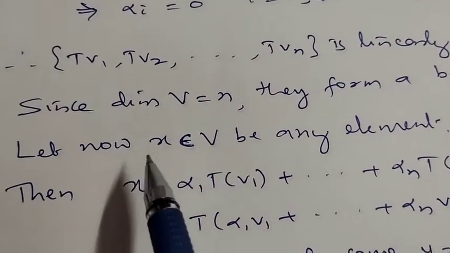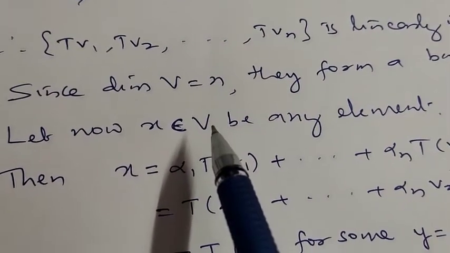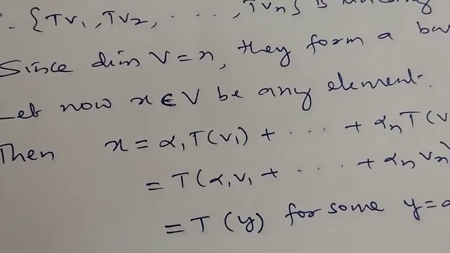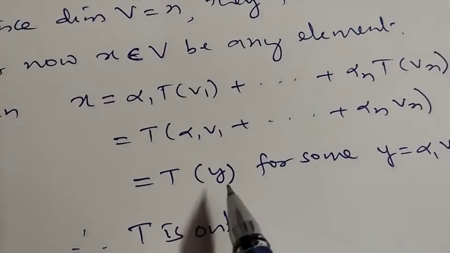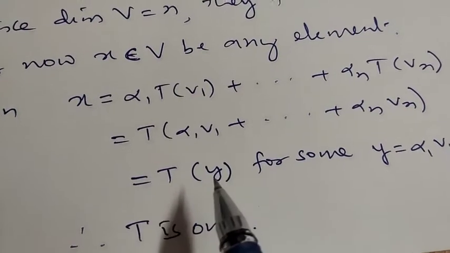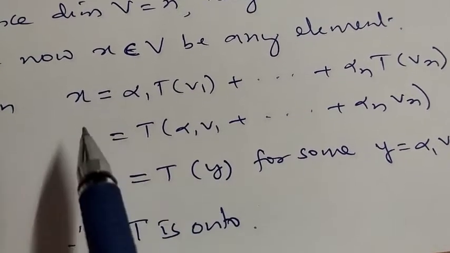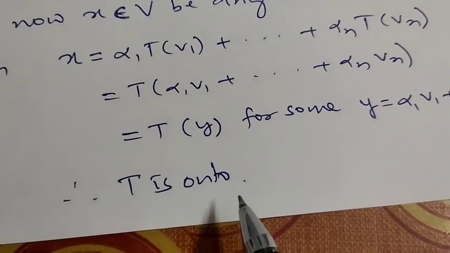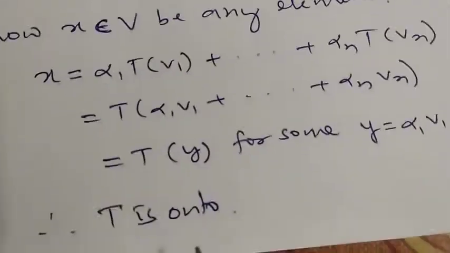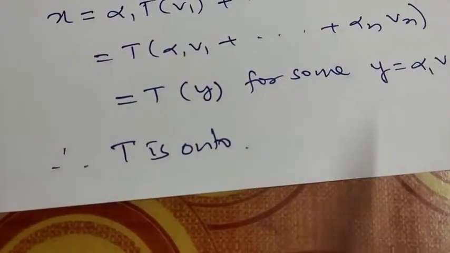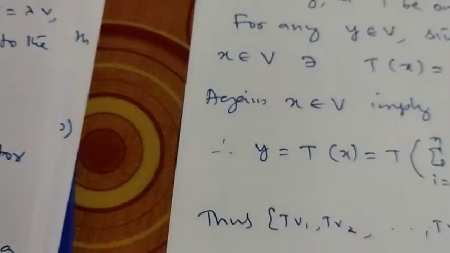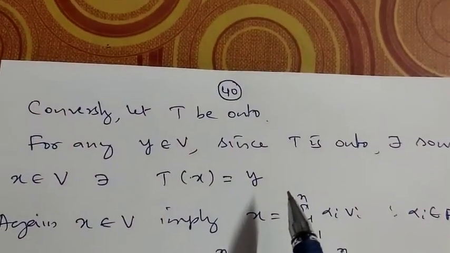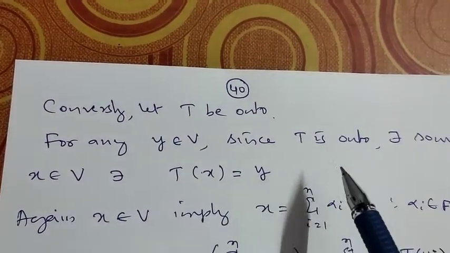Means if we take x belonging to the codomain V, then there exists an element y belonging to the domain space such that the image of that element under T is x. Therefore, by definition, T is onto. We have assumed that T is 1-1 and we have shown that T is onto. Conversely, let us assume that T is onto. Then we will show T is 1-1.